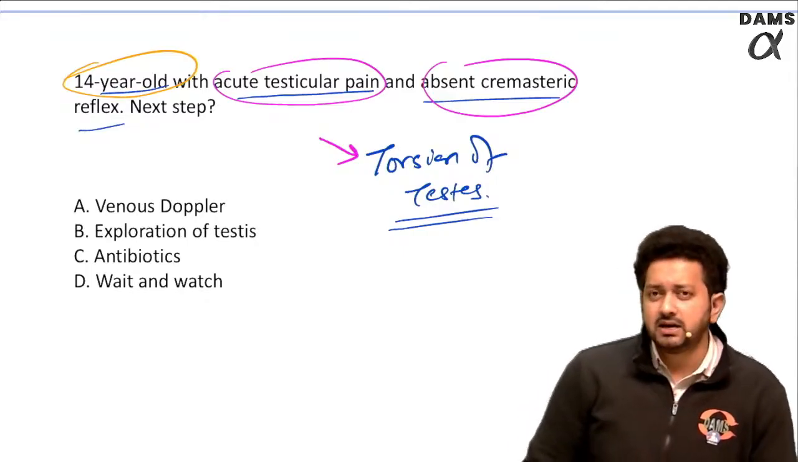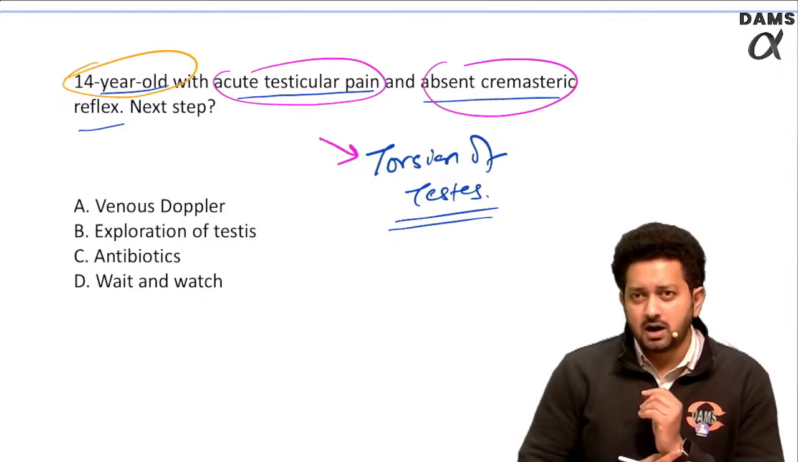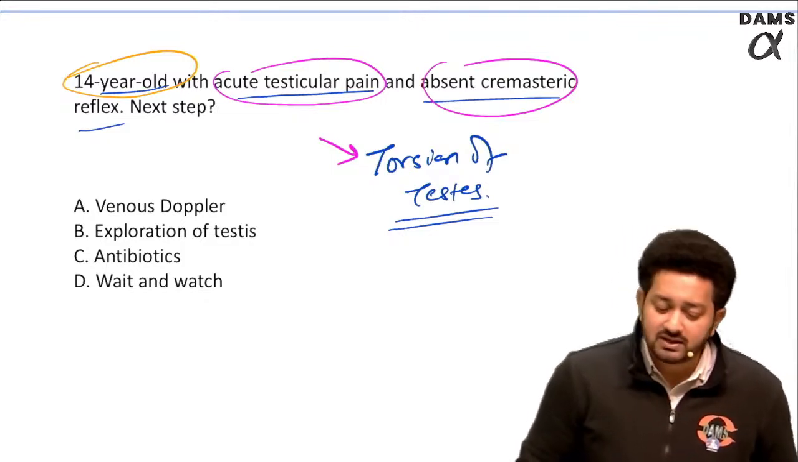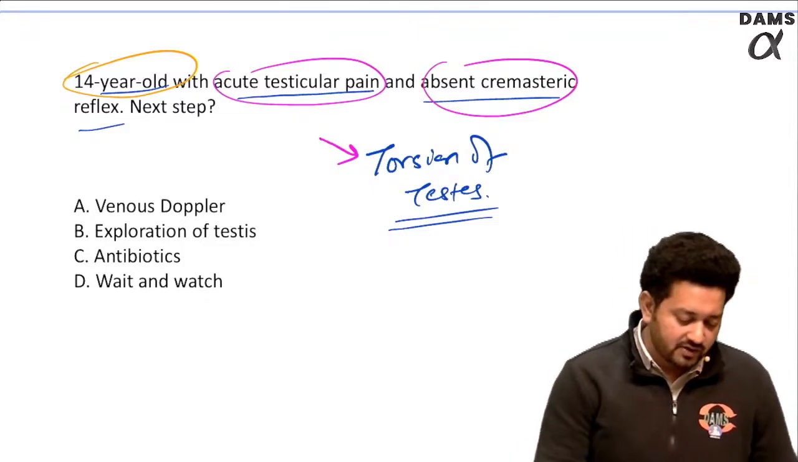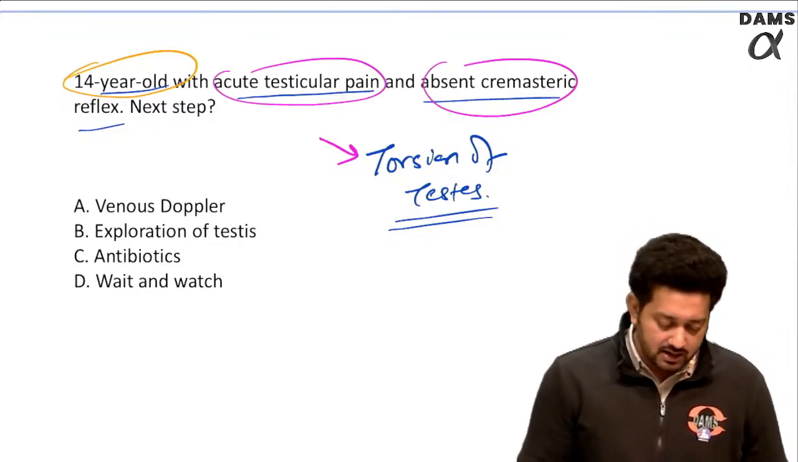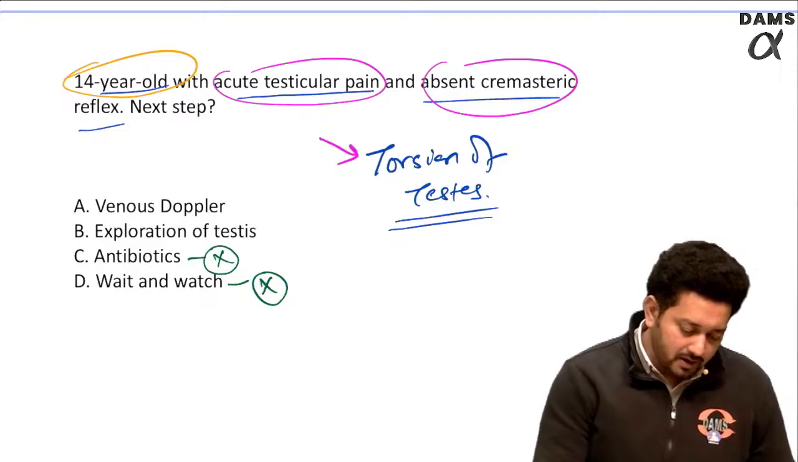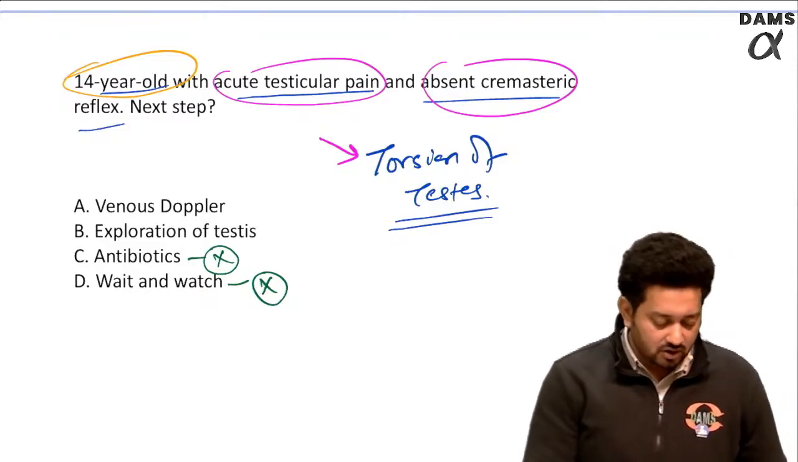Torsion of testis is a condition where the testis rotates around the spermatic cord in which the testicular artery comes. So you don't have too much time. Within 6 hours, you should do the surgery. Otherwise, after that, if you open, you will see a black testis because of the gangrene. So wait and watch is absolutely not there. Antibiotic has no role. Doppler you can do, but it's not venous Doppler.